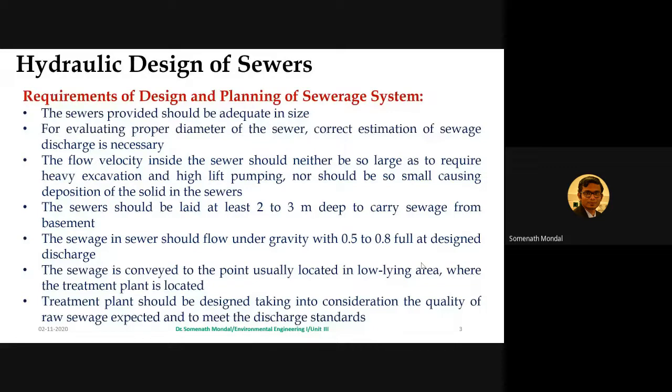If there is an overflow, then a lot of issues are going to come, and finally that can be a health hazard. That can contaminate the soil, that can contaminate the water, often that can contaminate the air also. So all the different components of the pure environment are going to be contaminated if you do not have proper sewerage systems. That is why adequate size is a very important aspect to be considered while designing and planning a sewerage system. Now, for evaluating the proper diameter of a sewer, correct estimation of sewage discharge is necessary. That is what I was talking about some time back.